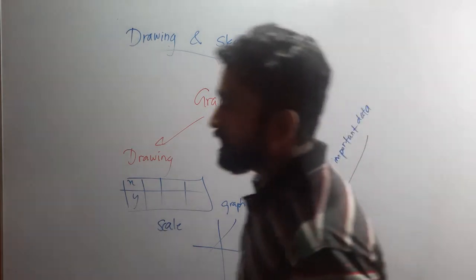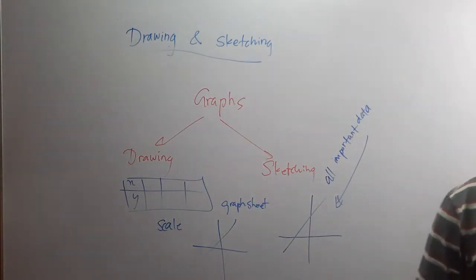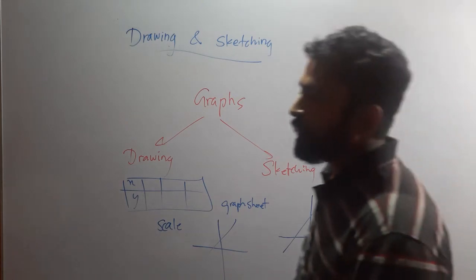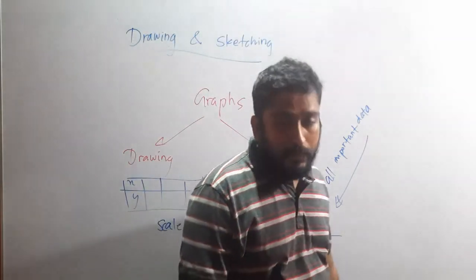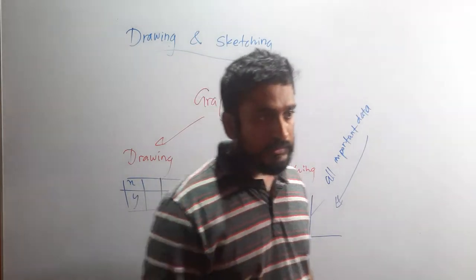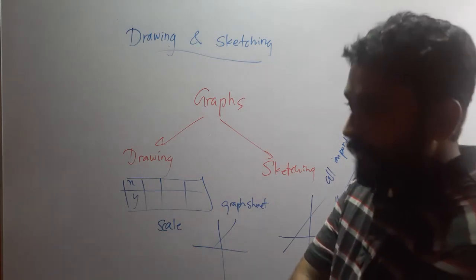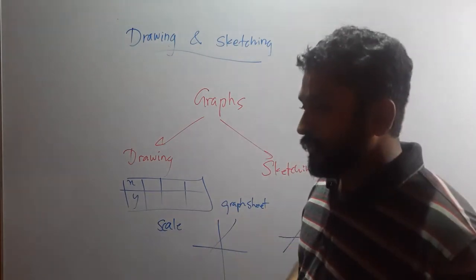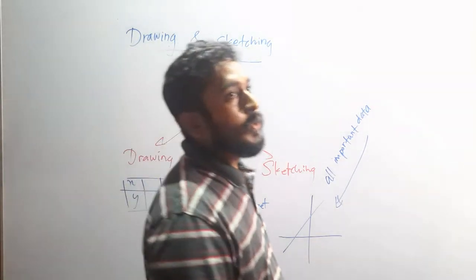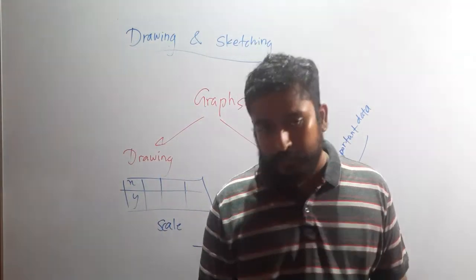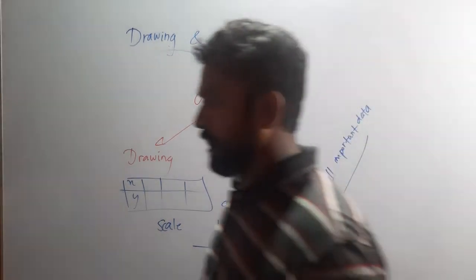Right. Write down the note, not the chart. Write down the note. Start. The first point. In drawing, we put the values for x to have the respective values of y.